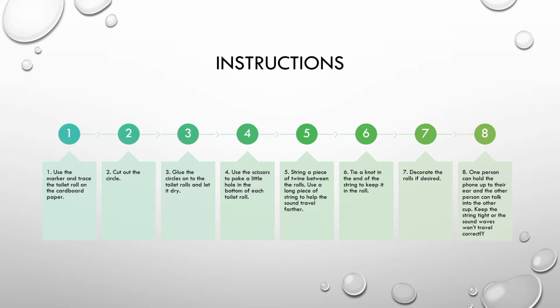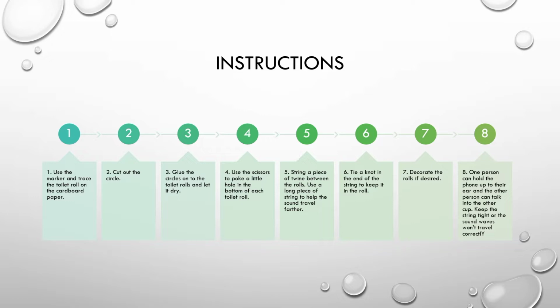I'm going to explain now how to make the string telephone. Step 1. Use the marker and trace the toilet roll on the cardboard paper. Step 2. Cut out the circles. Step 3. Glue the circles onto the toilet rolls and let it dry. Step 4. Use the scissors to poke a little hole in the bottom of each toilet roll.